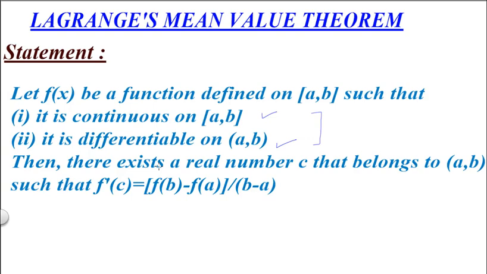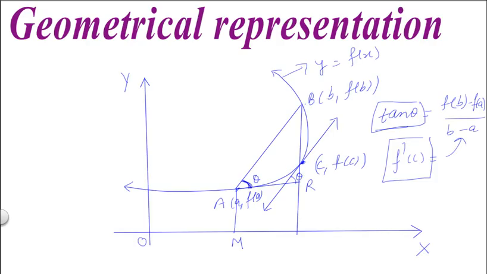Let us go through the geometrical interpretation and see the diagram and understand the statement more clearly. In the geometrical interpretation, just to see this graph, y is given equal to f of x, this is the curve drawn, AB is the chord, this is the tangent drawn here. So if the tangent is making theta with the x-axis, this angle BAR will be theta, and tan theta, if we apply in the triangle ARB, will be BR upon AR. That can also be written as f of b minus f of a divided by b minus a. Tan theta means differentiation of the function, that is f dash c.